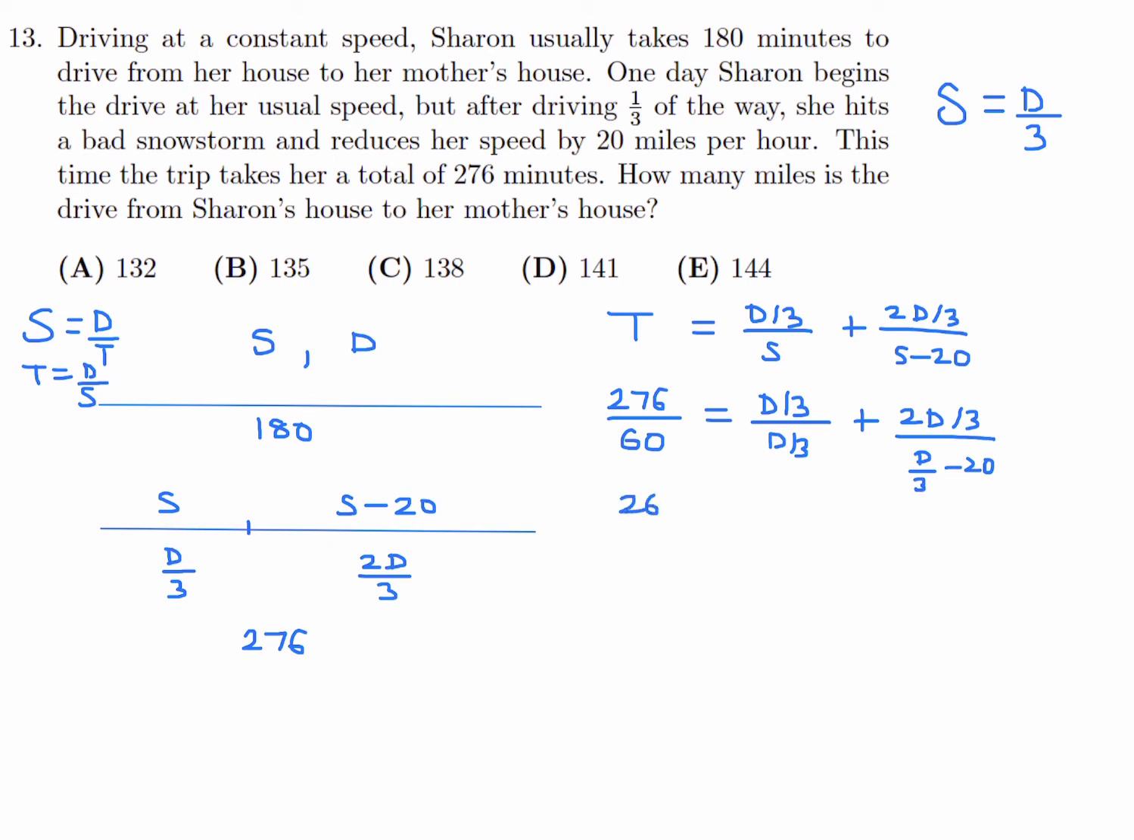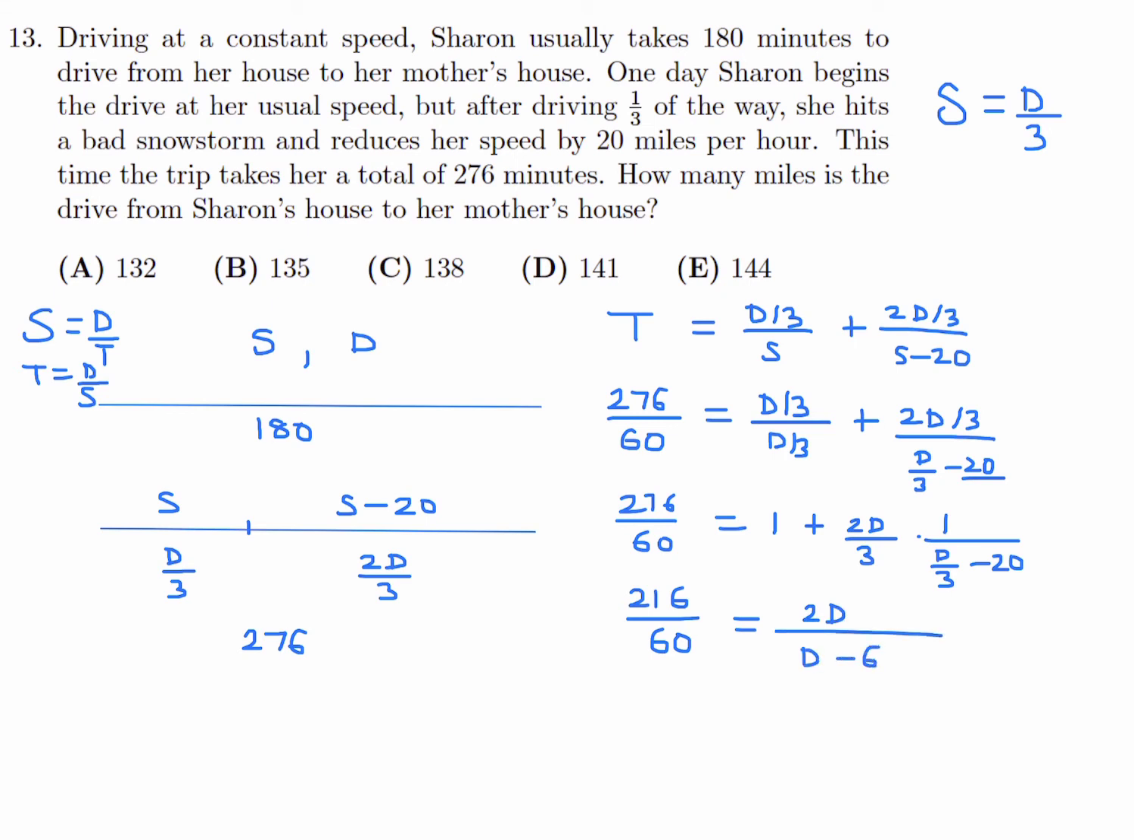All right, so this is 276 over 60, and this just looks like 1. This is 2d over 3, and this looks like we can give a common denominator if we want to, or we can just invert and multiply d over 3 minus 20. So subtract the 1 from both sides, so 60 over 60, so this is going to be 216 over 60. And therefore this will be 2d on the numerator, and then this will be d minus 60 on the denominator.